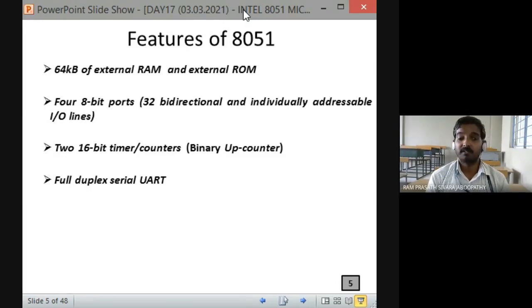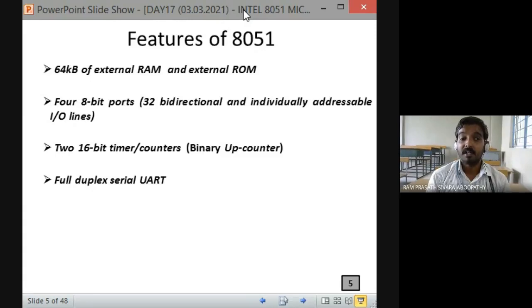Yes, only one line. Very good, Shivakumar. Through that one line, we can shift 1 bit after another in a sequence, correct? What about in the case of parallel communication? If I want to transfer 8-bit data from one device to another, we need 8 lines. Very good, fine. So here we have a full duplex serial UART.